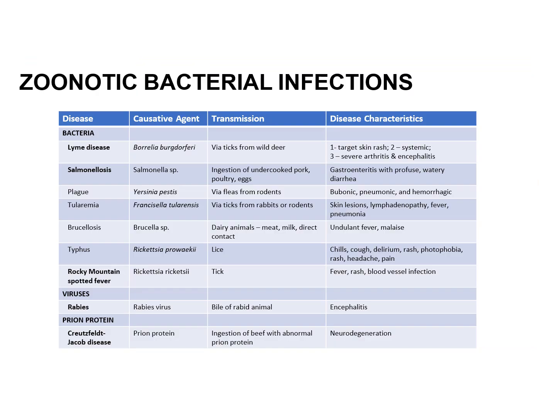Finally, let's talk about zoonotic infections, diseases we politely borrowed from animals and absolutely regret. These infections cross species barriers and usually involve vectors like ticks, fleas, lice, or contaminated food. A few highlights: we have Lyme disease from Borrelia burgdorferi, which is transmitted by ticks. We have salmonellosis from undercooked poultry and eggs. And we have plague from Yersinia pestis, which is spread by fleas on rodents. There's also tularemia, which is from rabbits and ticks.